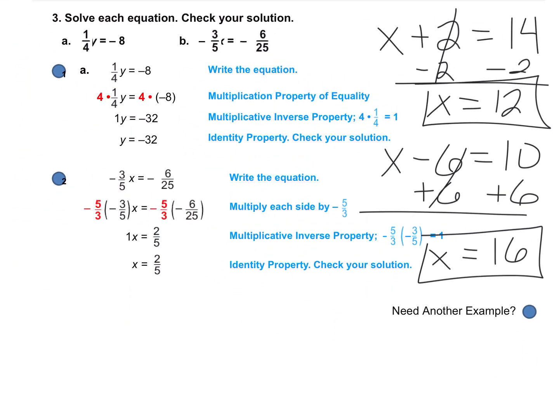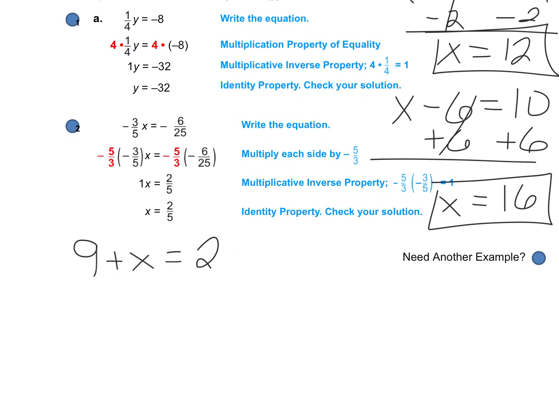Okay, I want to do a couple more examples. If I had 9 plus x equals 2, why do we want to subtract? Because what's the sign with the 9 right now? It's positive. We want to do the opposite, so we want to subtract because remember, we want these to cancel out. If we would have added, we would have had 18.